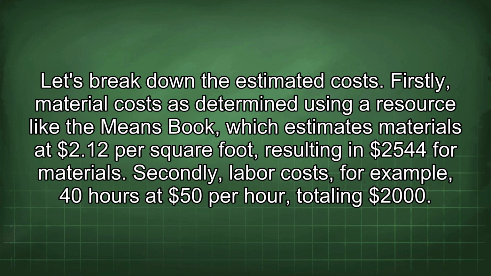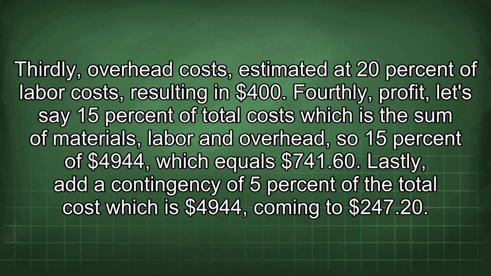Firstly, material costs is determined using a resource like the Means Book, which estimates materials at $2.12 per square foot, resulting in $25.44 for materials. Secondly, labor costs, for example, 40 hours at $50 per hour, totaling $2,000. Thirdly, overhead costs, estimated at 20% of labor costs, resulting in $400.